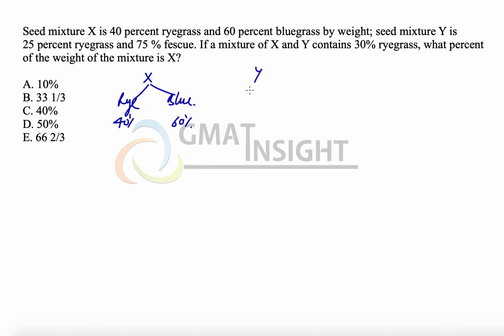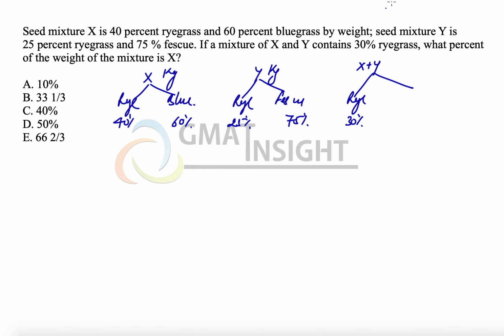Then we have seed mixture Y, which has ryegrass and fescue. Ryegrass is 25% and fescue is 75%. We have mixed the two, and then finally we have got some mixture. Let's assume that we are using x kg of X and y kg of Y. Then finally we have x plus y kg, in which we have been given that the ryegrass is equal to 30%. So now we have this question, which can be answered actually in two ways.